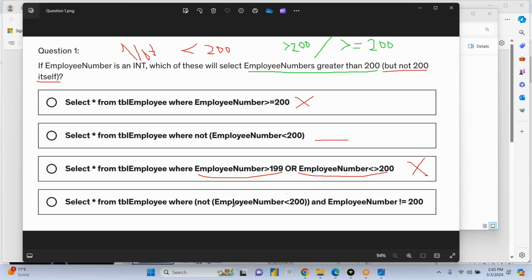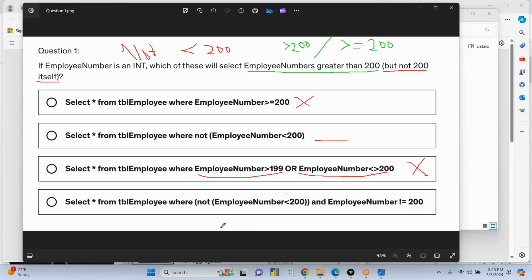So always look at the positive first: employee number less than 200, strictly less than 200. Now, employee number not strictly less than 200. In this case, 200 becomes involved. So we're now looking from 200 and we're going this way.